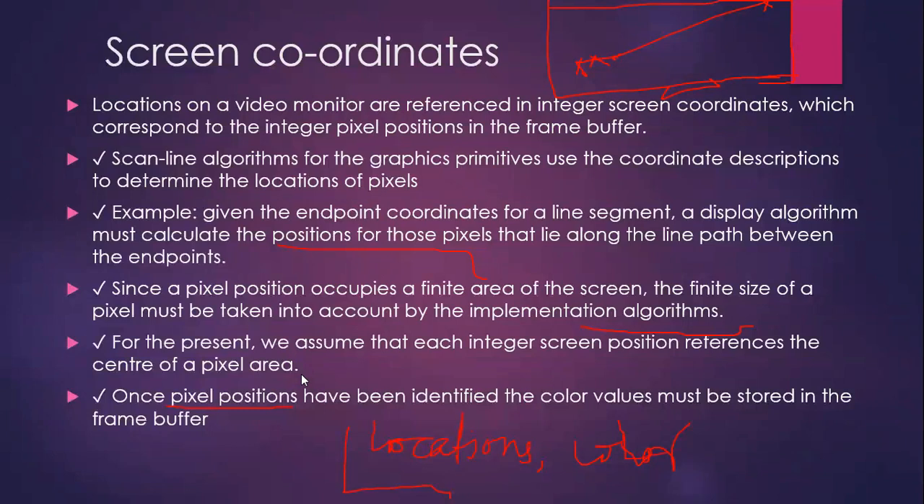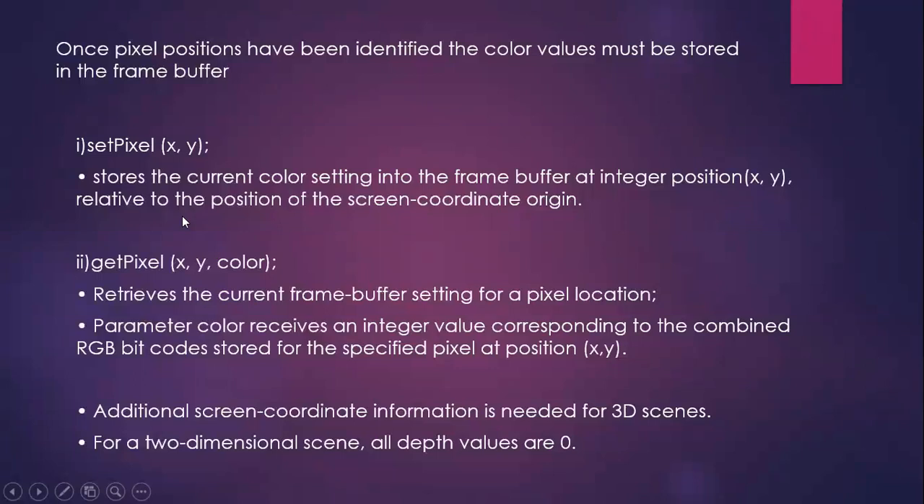in the frame buffer. So once the pixel positions are known, you know now the location where exactly your object has to be rendered on the screen. After that, color values will be stored in the frame buffer. So initially these locations will be stored, and then the color values for those locations will be stored in the frame buffer. Once pixel positions have been identified, the color values must be stored in the frame buffer.